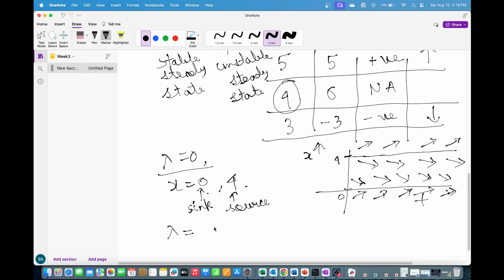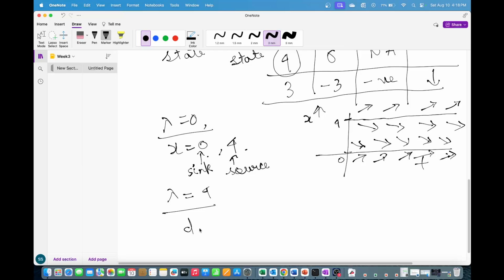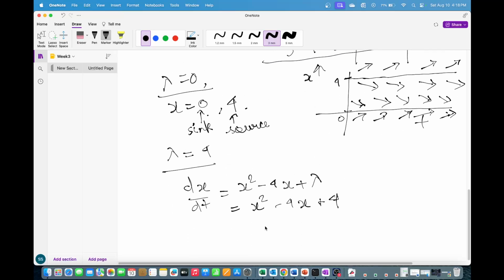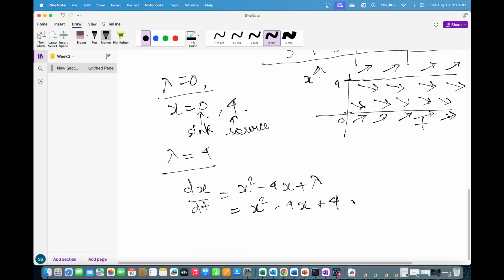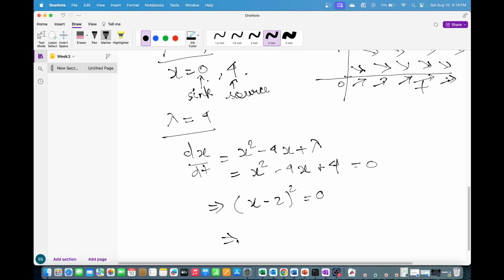Say lambda equal to 4. This was our equation, dx/dt equal to x squared minus 4x plus lambda. Now you substitute lambda equal to 4, which becomes x squared minus 4x plus 4. Now at steady state this is equal to 0, which if you factorize is (x minus 2) whole squared equal to 0. It implies x equal to 2.